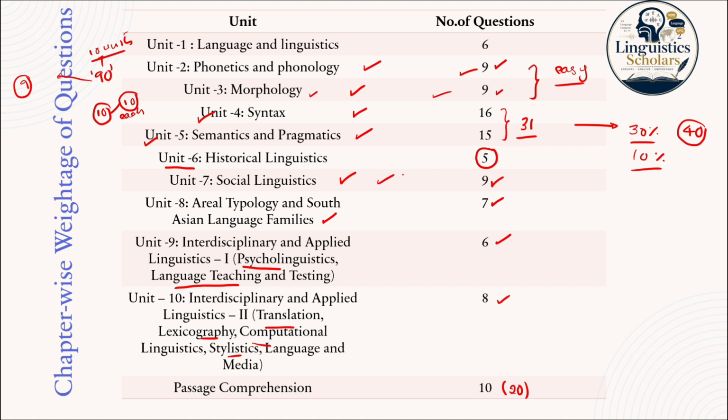phonetics and phonology, morphology and sociolinguistics, are easy. They asked more questions from these units, but I can say more than half are easy and the remaining are very hard. So this is how they have asked the questions chapter-wise. The most weightage was given to syntax, semantics and pragmatics, equal weightage to phonetics, phonology, morphology and sociolinguistics, and very little weightage to historical linguistics and the language and linguistics unit.